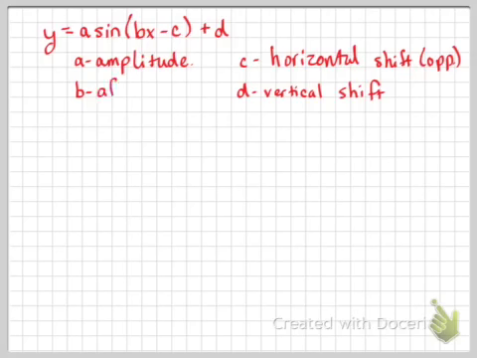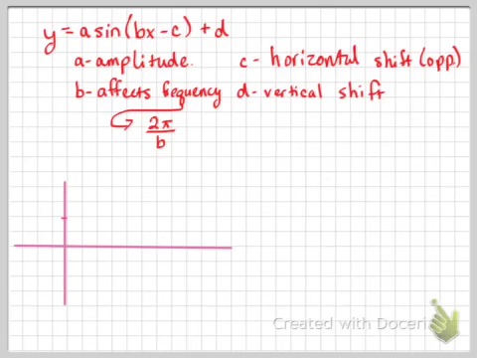How b does this is it affects the frequency of the cycles, or the period, to the tune of 2 pi divided by b. So we'll get back to that in just a moment.